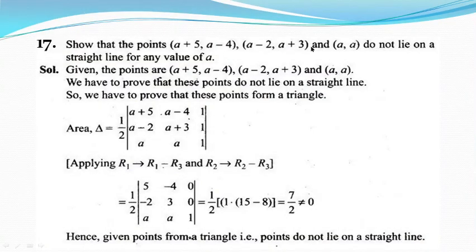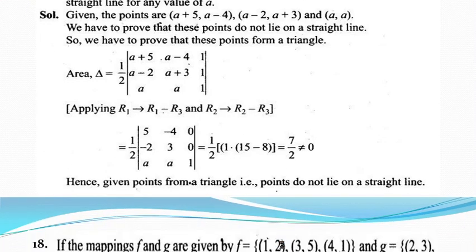Show that these 3 points do not lie on a straight line for any value of a. We have to prove that these points do not lie on a straight line. So we have to prove these points form a triangle. So again by using that formula and applying R1 changes to R1 minus R3 and R2 changes to R2 minus R3, we are getting this thing. Just for the simplification purpose we applied this, and now after solving we are getting 7 by 2, which is definitely not equal to 0. So the given points form a triangle. It means the points do not lie on a straight line.